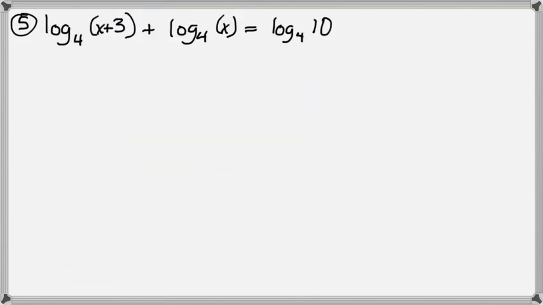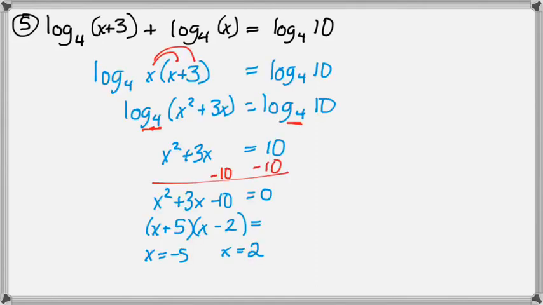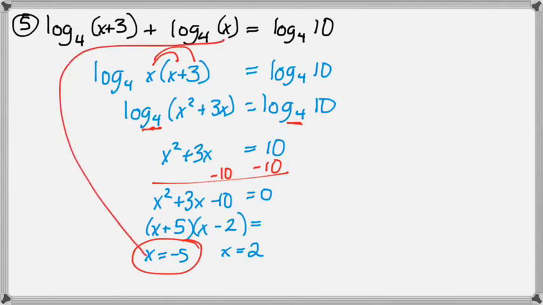I want you to work number 5 on your own. So looking at number 5, when we combined it, you would have ended up with the two factors being x plus 5 and x minus 2. And when we check that negative 5, it's going to cause it to be negative in both spots. So that's extraneous, leaving our x equals 2 as our answer.